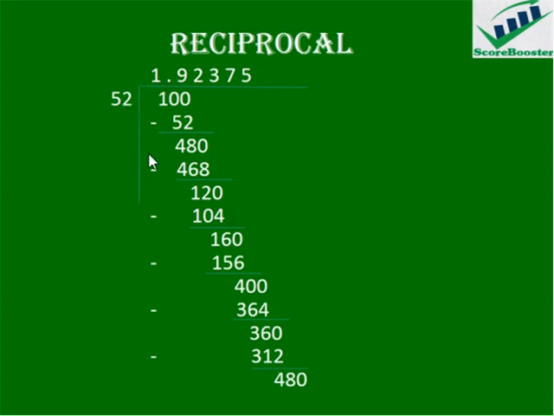So how many 52 can we see in 400? We can see 7. 7 multiplied by 52 gives 364, and if we subtract 364 from 400, we have 36. 36 is less than 52, so we add 0 to the back of 36, making 360. How many 52 can we see in 360?